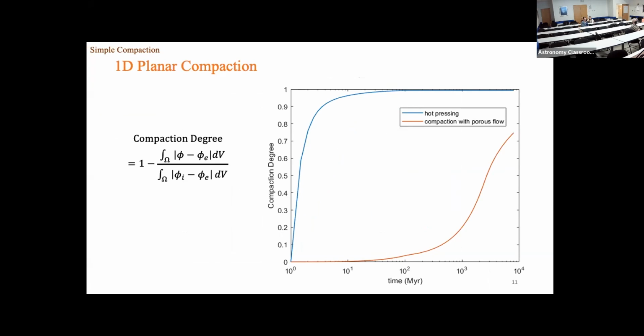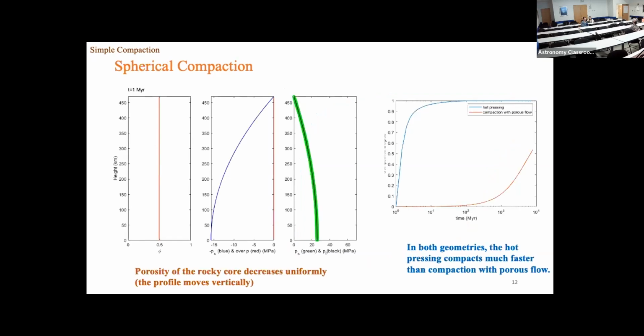We can say that the one-phase case is much faster than the convection with porous flow, and we also plotted a log time scale. So the two-phase convection itself slows down. It's getting slower and slower. Also, when we move to a spherical geometry, the one-phase case is also much faster than the two-phase flow.